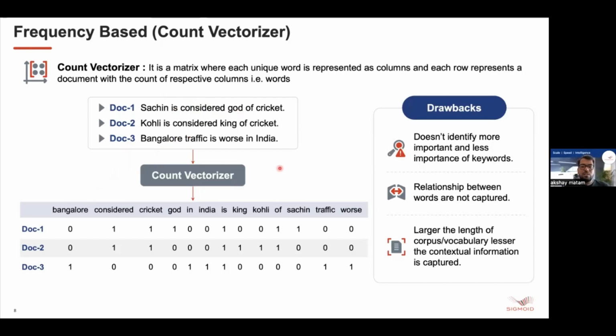In the form of a count vectorizer, we are unable to identify the more important or less important keywords in the sentence. Also, we are unable to capture the semantic similarity or the relationship between the keywords. And if we have a large document vocabulary, the length of the vector is going to be huge, and processing needs higher hardware. So the contextual information captured will also become less if we have a huge vocabulary. How can we overcome a few of these drawbacks?